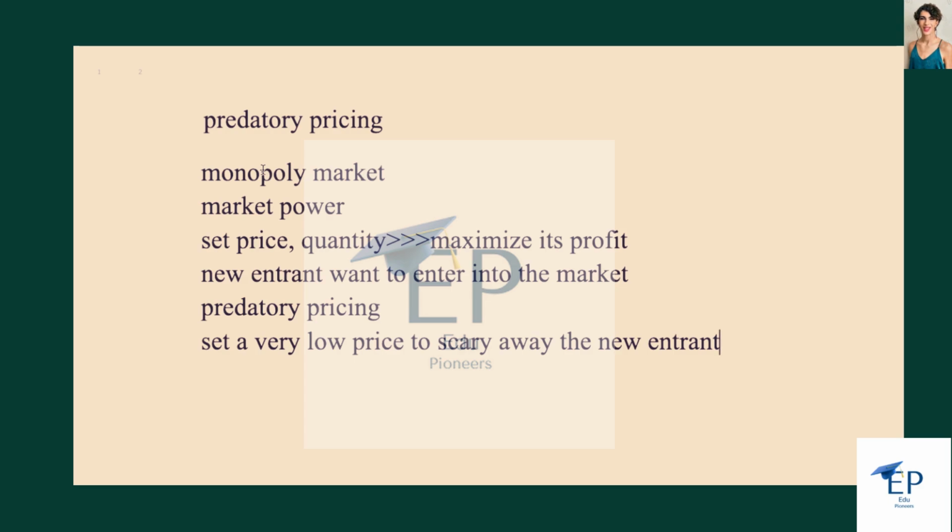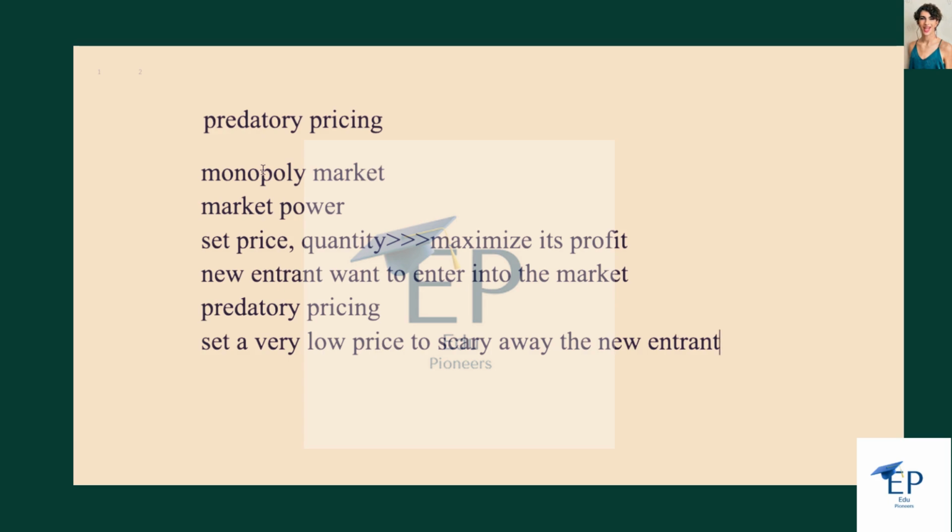Think about why there's a possibility for the monopolist to set a very low price. The reason is, if the new entrant wants to enter into the market, there are many costs it has to face. For example, the new entrant needs to buy some new equipment, rent a building, hire a lot of workers, and probably buy some new technology, and all that costs money. So we know that the entrance cost is very high for a new entrant.